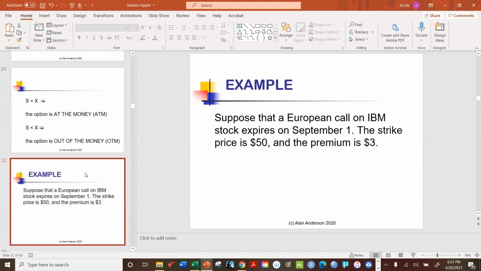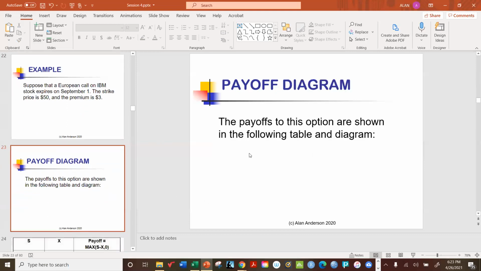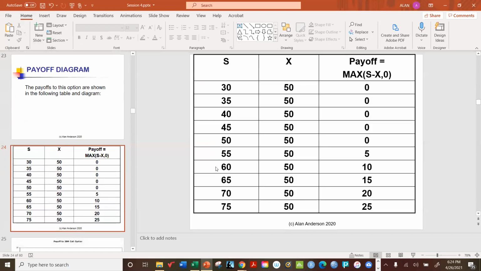So here, for example, imagine that there's a European call on IBM stock that expires on September 1st. The strike is $50 and the premium is $3. We pay that to buy this option, and we do not get to keep that. We don't get it back, even if we do not exercise the option. Well, so what I've done is I put together a table of possible stock prices on September 1st. And of course, the strike is 50 throughout. Of course, we don't know which one of these will actually happen, but let's just say this is the range of possibilities that we think is likely to happen.